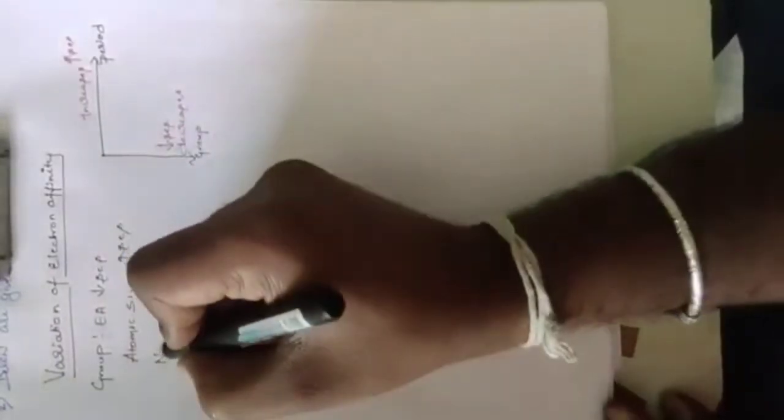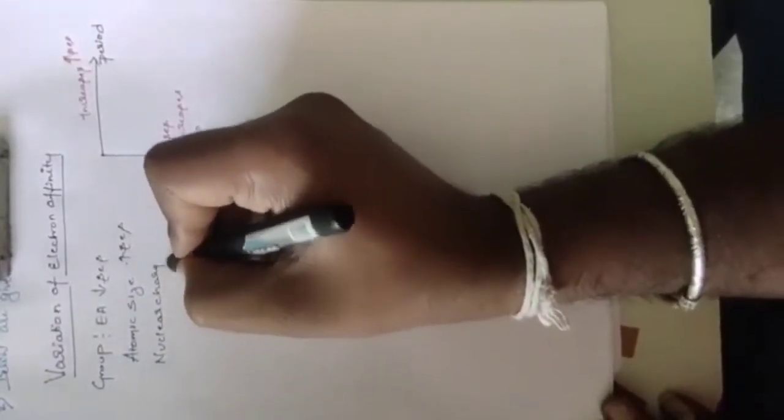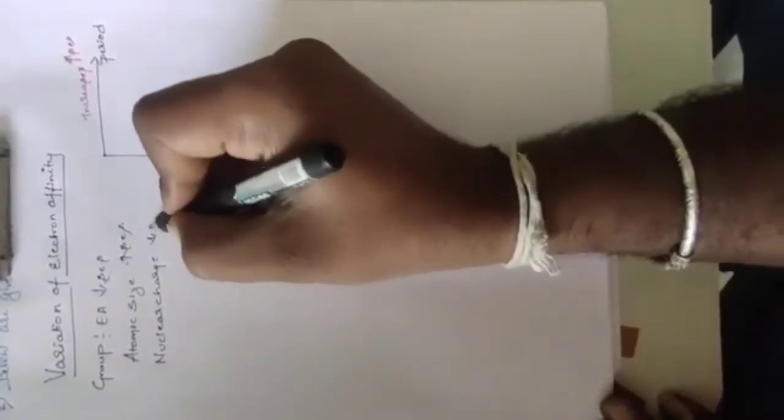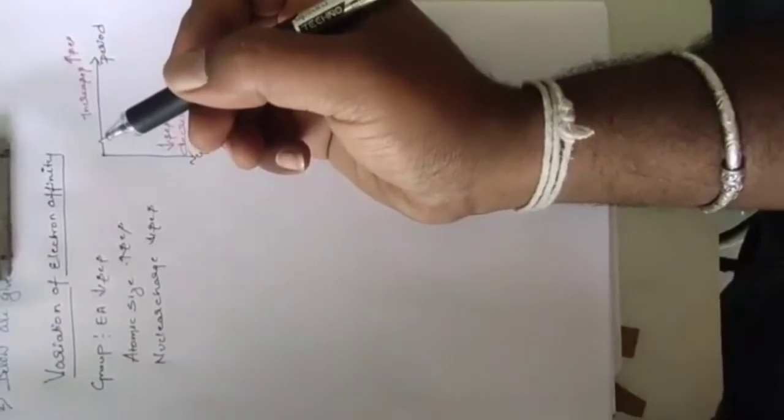Then nuclear charge will decrease, correct? No, what is nuclear charge? It is the distance between the nucleus and the valence electrons. Quite commonly, atomic size increases means the nuclear charge will decrease. Nuclear charge decreases. The force means the force of attraction between the nucleus and the electrons will decrease.